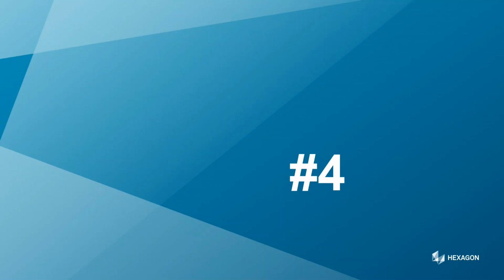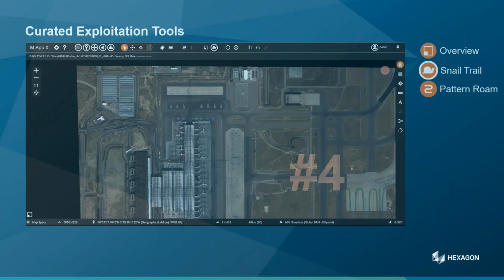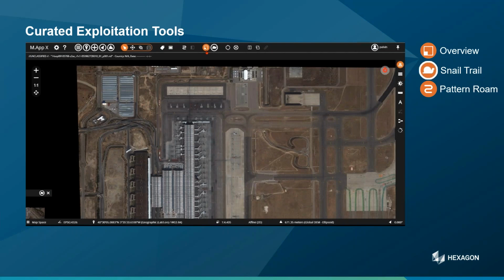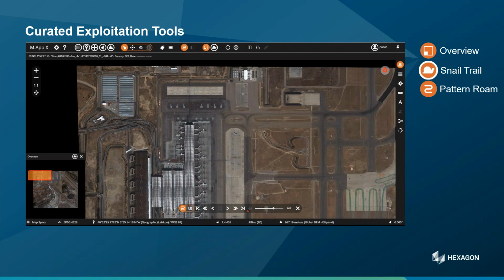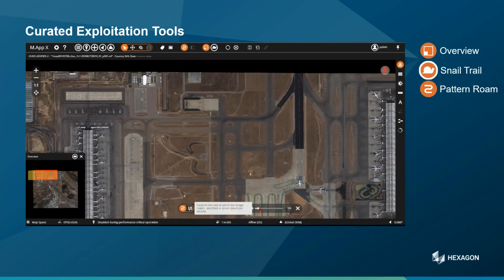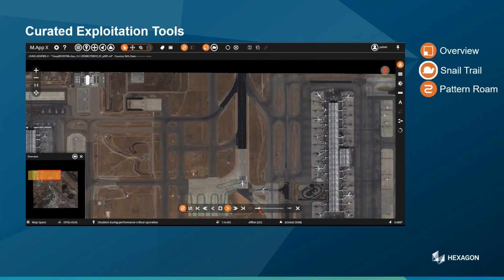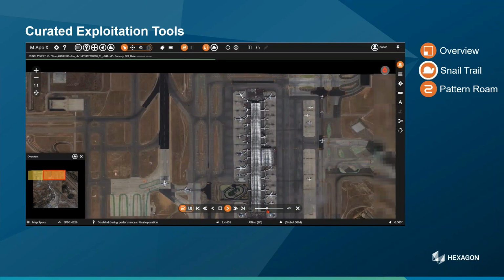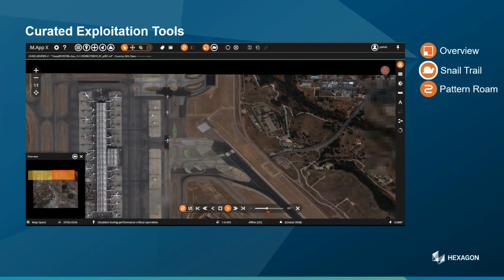So the number 4 function on my list are the tools in the command bar. All the tools in the command bar are created for imagery exploitation. Some examples, like the overview window: when you are doing imagery exploitation and you zoom into a very small area of interest, you tend to lose reference to the other areas. The overview window provides me a spatial reference to the whole image.